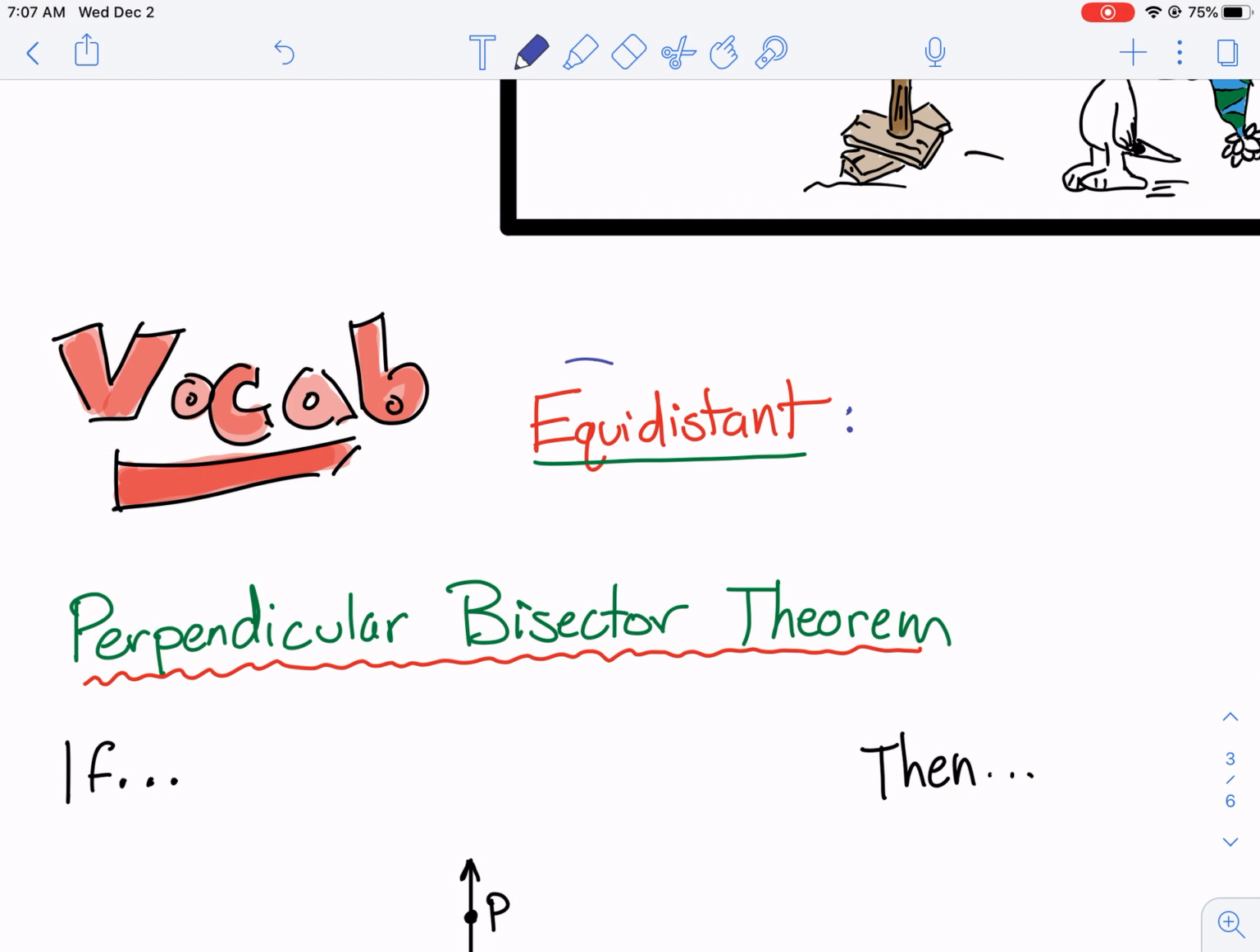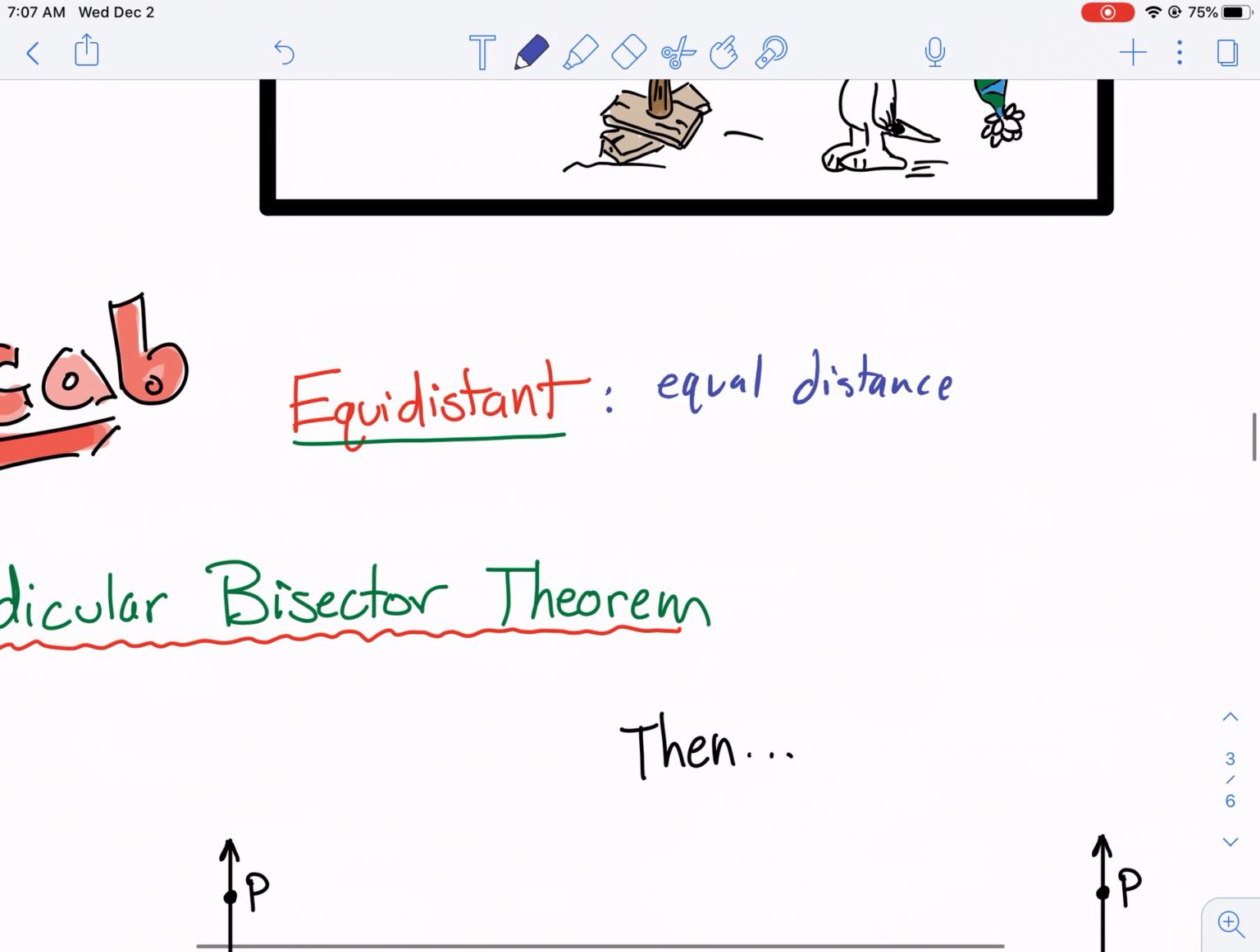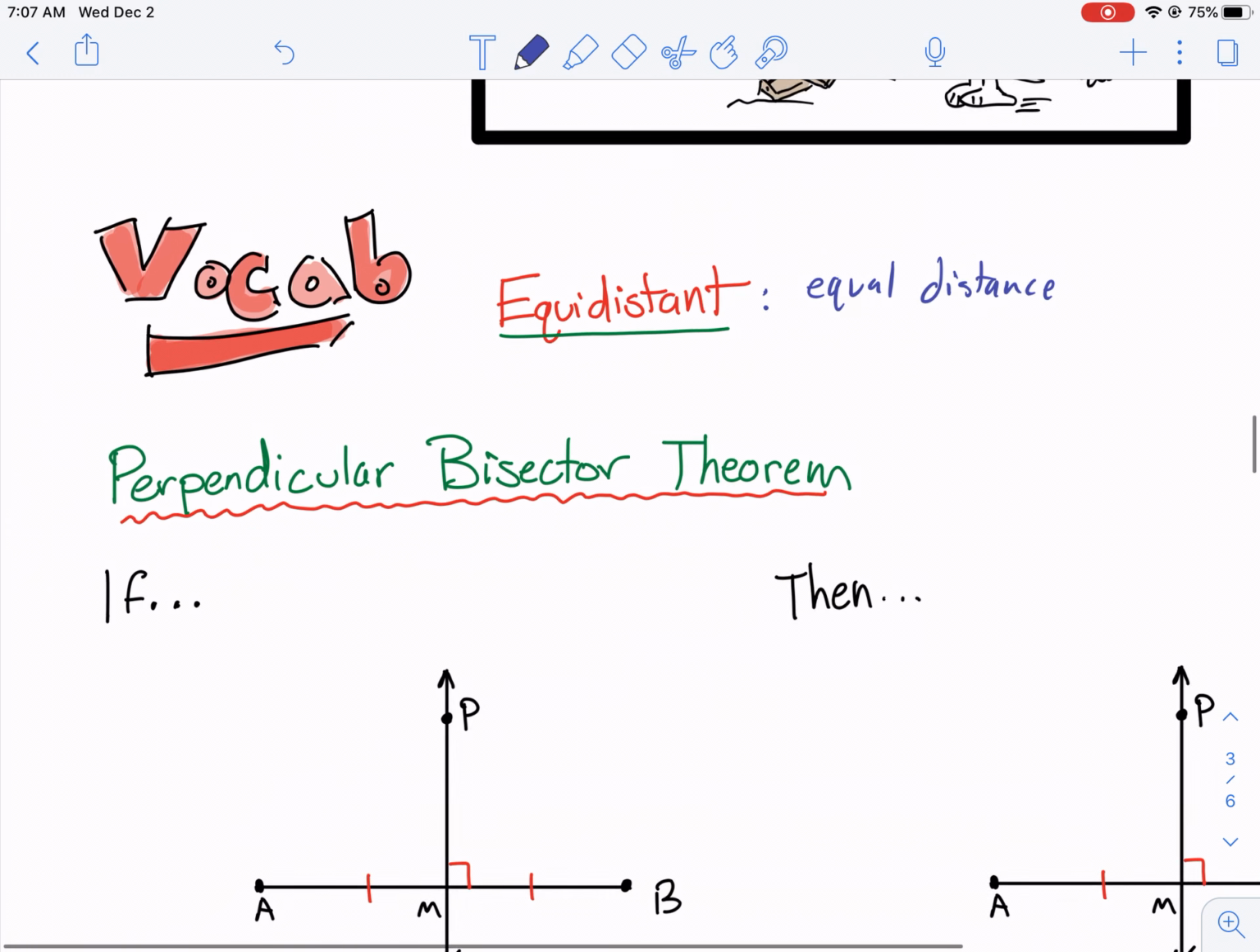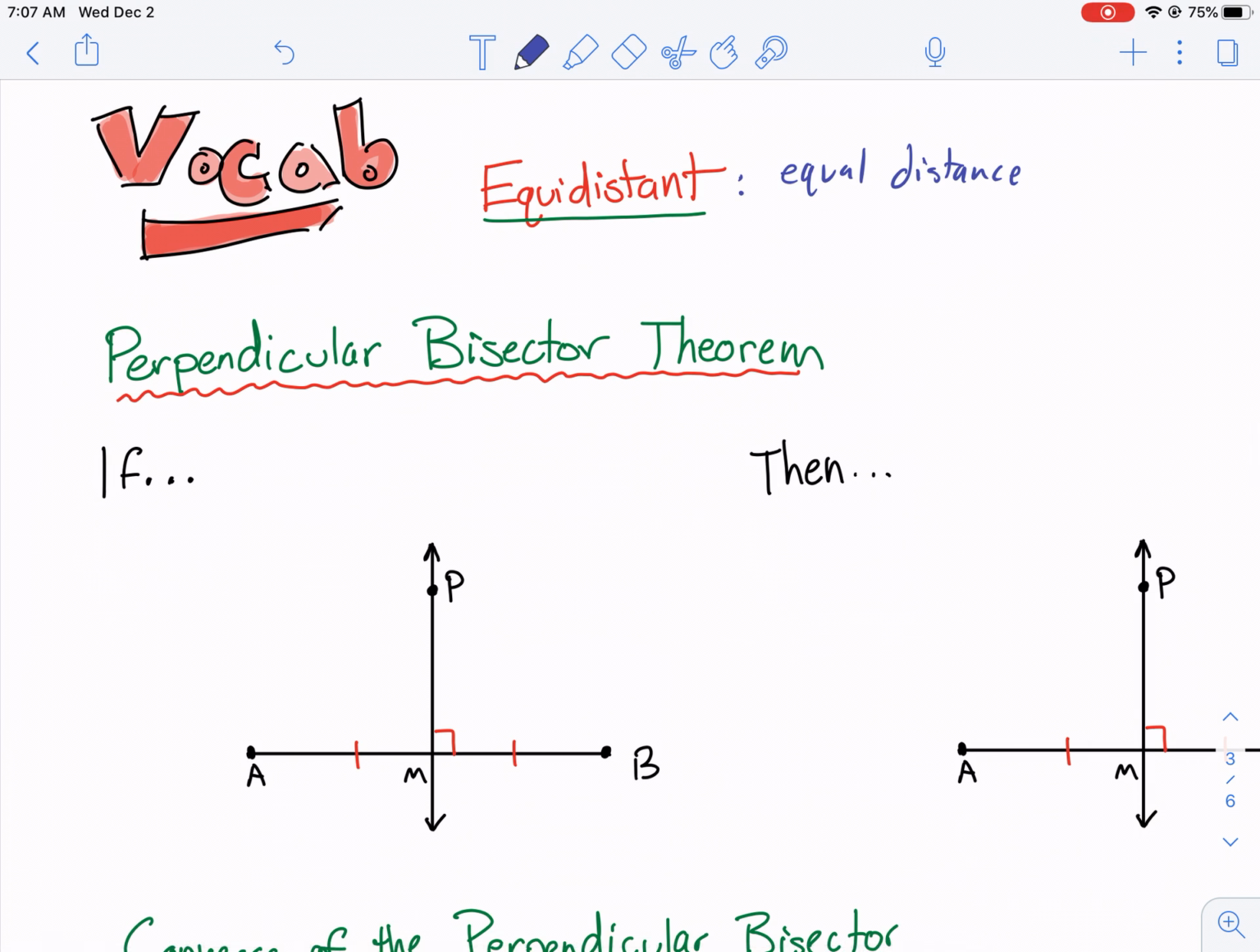But anyway, equidistant, what does that mean? Well, equi means equal, and distant means a distance. So it means equal distance, and usually it's in reference to something. If you live equidistant to your grandma's house and school, that means you're halfway in between. So, equal distance.